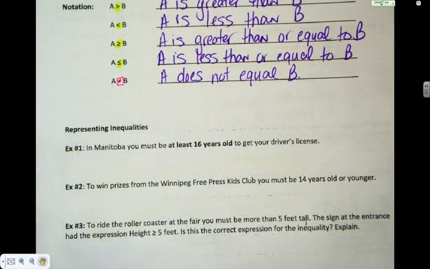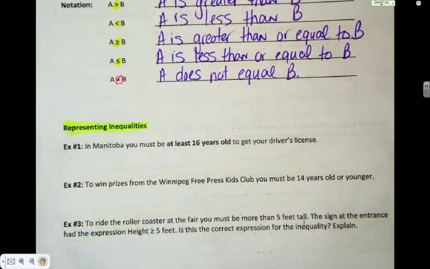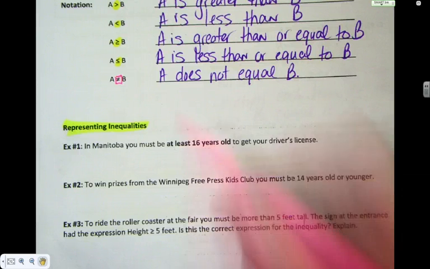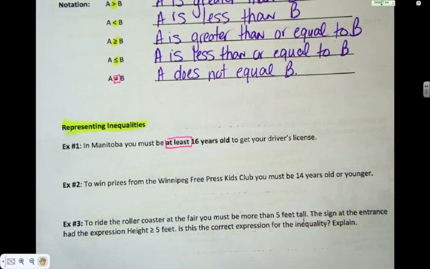So just to get in our head, when do we use inequalities? What are they there for? So an example could be in Manitoba, you must be at least 16 years old to get your license. Right? True? Okay, why is that an inequality? Why isn't that just an equation? Well, what's the key word in the question that represents an inequality? At least. At least tells you that it's an inequality.